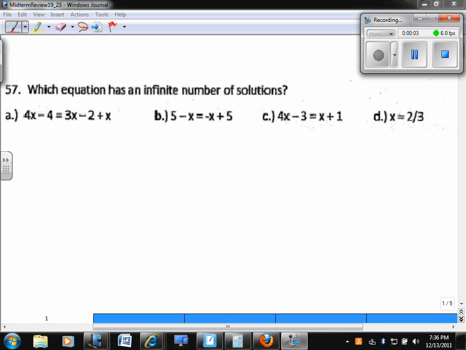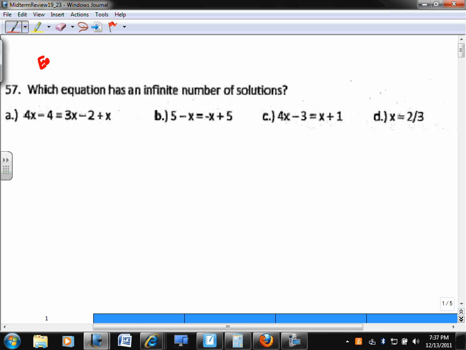Problem 57 asks, which of these equations has an infinite number of solutions? Well, let's think back to the beginning of the review. We talked about equations, and with equations, we can have three different types of answers. We can have one solution, we can have no solutions, or we can have all real solutions.